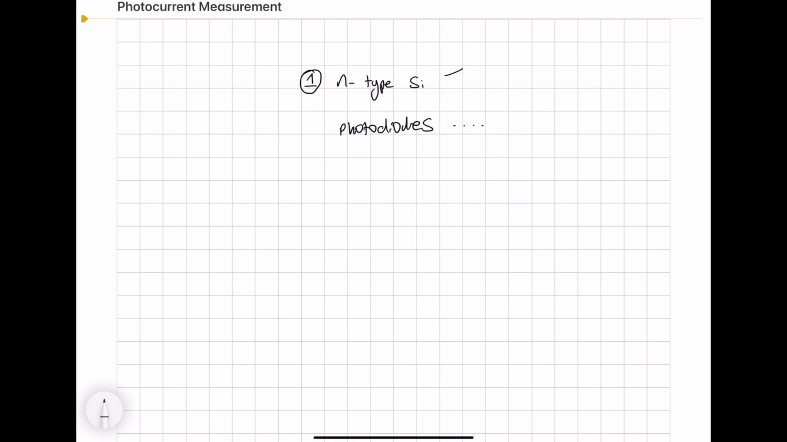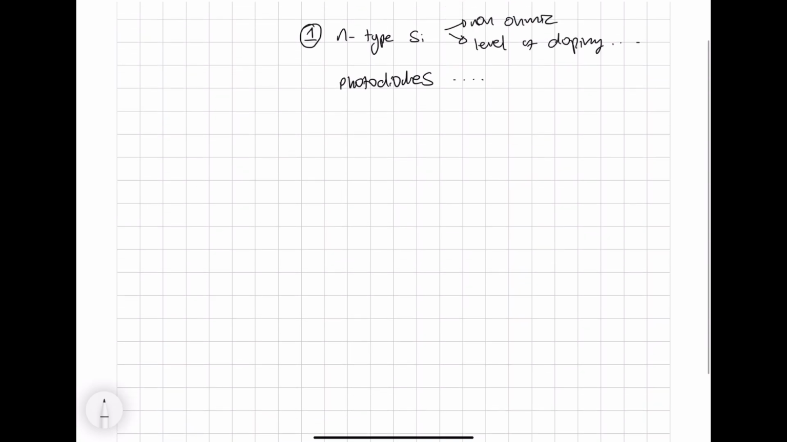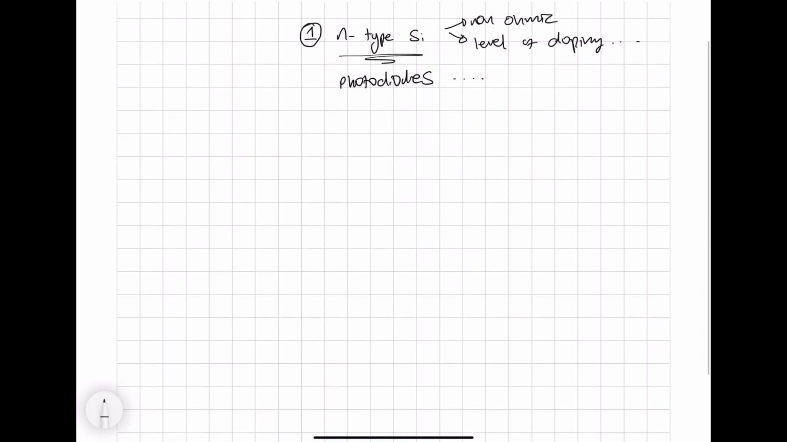But even within N-type silicon, we can have things like non-ohmic contact, ohmic contact, different levels of doping, and so on and so forth. But we're just going to constrain our discussion today to lightly doped or moderately doped silicon.